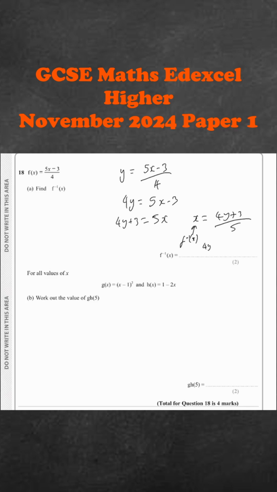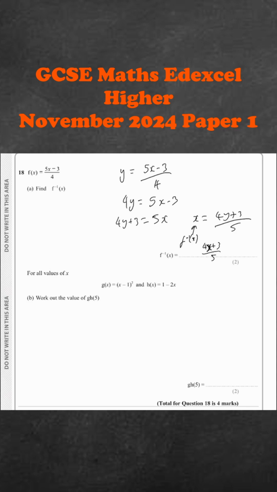So 4y plus 3 over 5 is our answer, but I just need to change this to an x. I just like writing it as y to make it a little bit easier to use a formula rather than chucking around f of x's all the way.